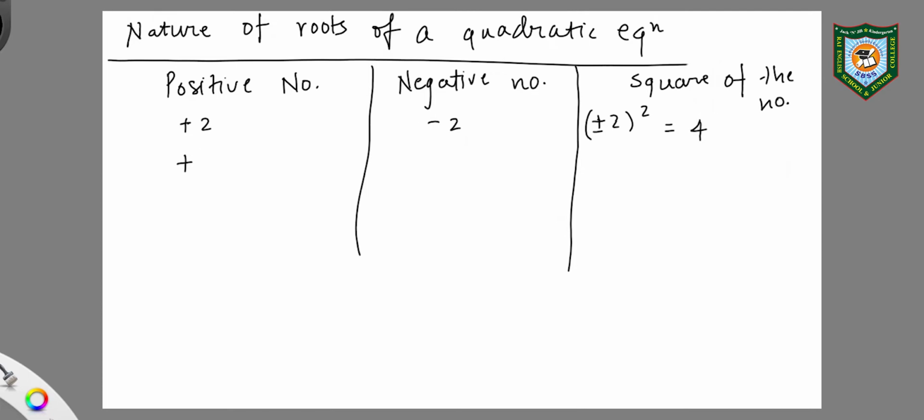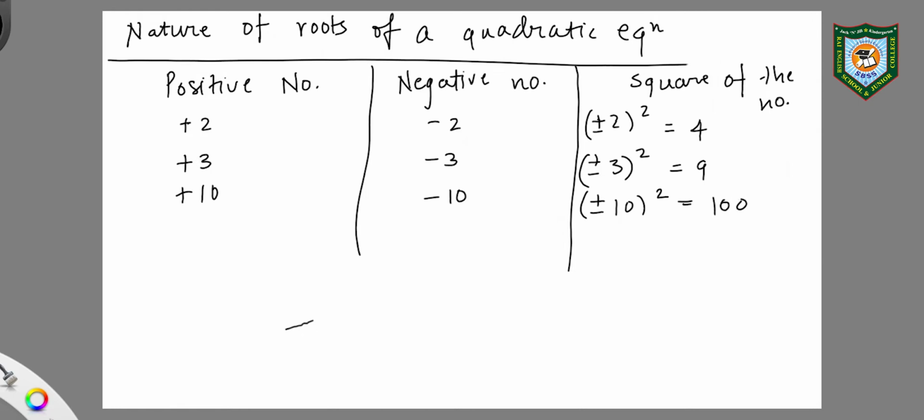Now similarly, you can try any different numbers. I have plus 3, minus 3. This turns out to be 9. And then similarly, we can move up. I'll go to 10, minus 10, plus minus 10 squared is equal to 100. And we'll be taking one last value. Let's say we have plus minus 20 whole square is equal to 400. Now we'll be focusing on this particular column over here.